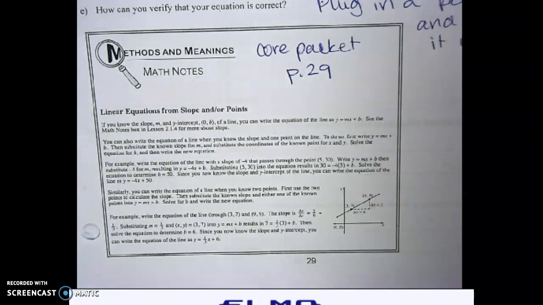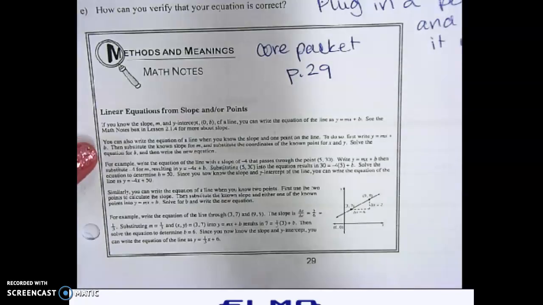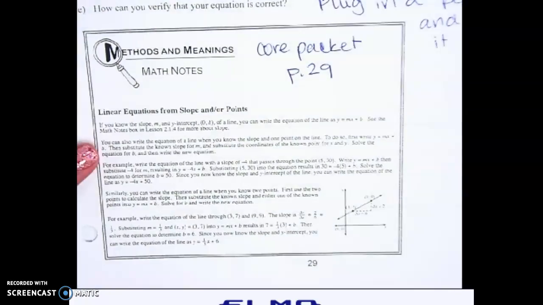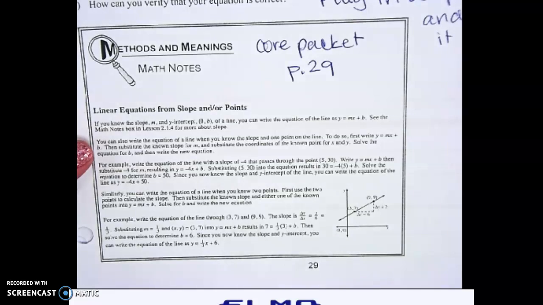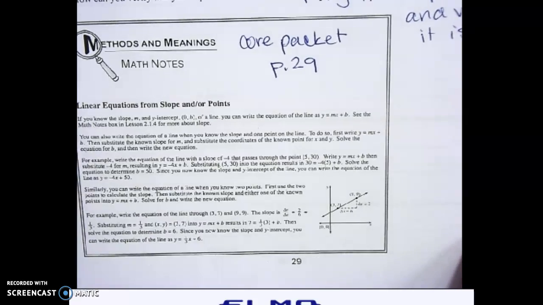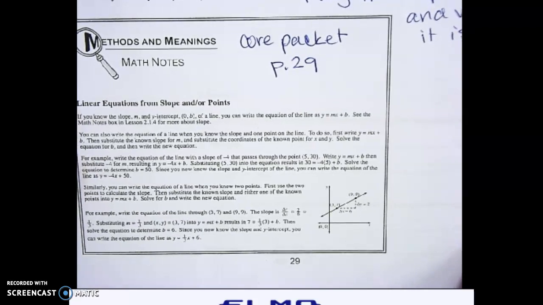All right. Second paragraph starts with, you can also write the equation of a line. You can also write the equation of a line with the slope and one point of the line. First write y equals mx plus b, then substitute the known slope for m, and substitute the coordinate point for x and y. Solve the equation for b, and then write the equation.